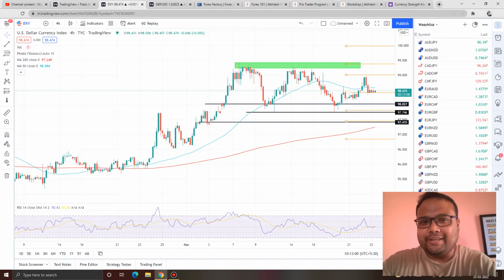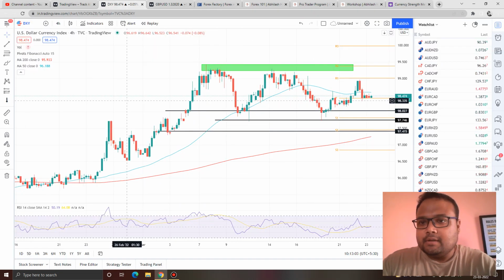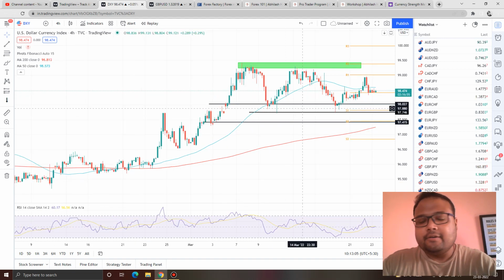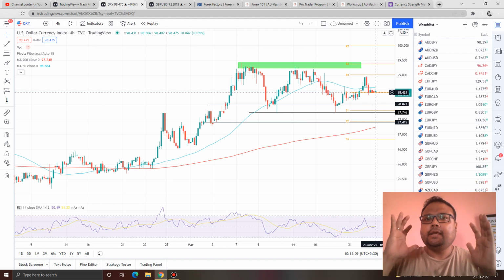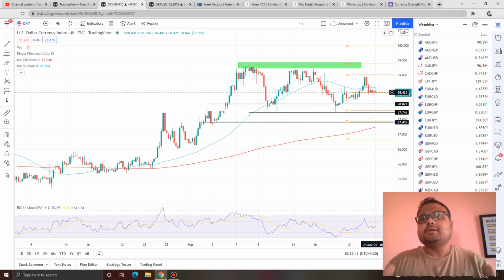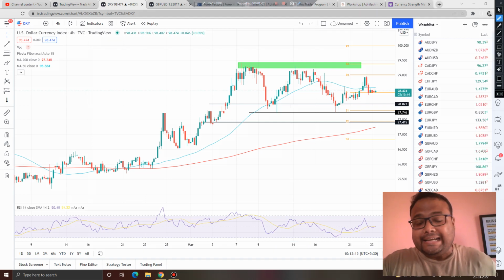Now let's look at the chart of DXY, dollar. You can see the dollar is right now trading at 98.47. This is the current market price here. Overall, the bullish setup of the dollar is still intact. Keep in mind, as long as DXY is trading above 97, the market will remain bullish.